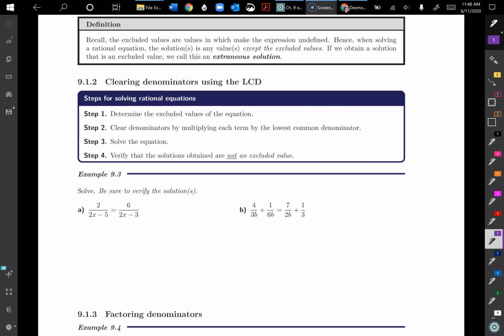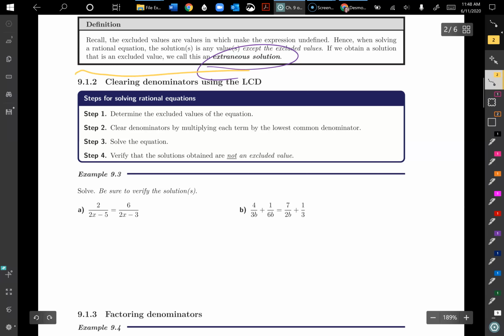So the new concept here is when we're clearing a denominator and we have variables in the denominator, we need to know where they're undefined. And then if one of our answers comes out to be that value, it's called extraneous. Okay, so if we obtain a solution that is an excluded value, we call this an extraneous solution.